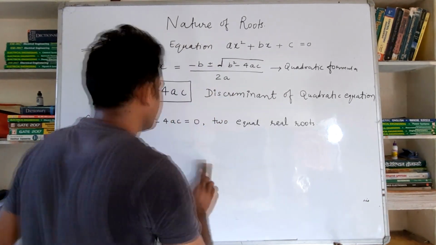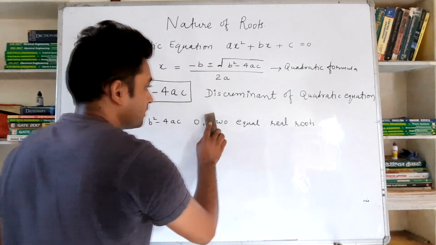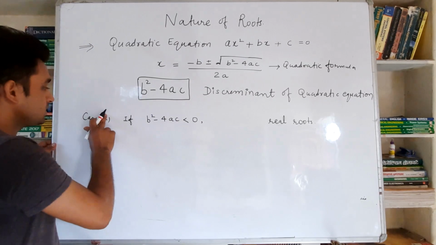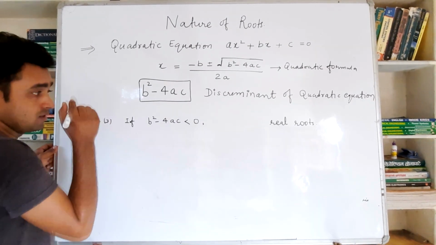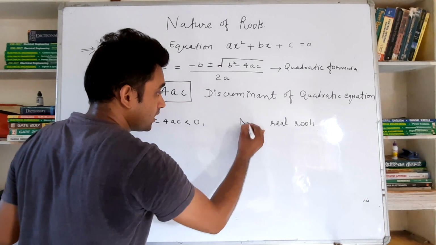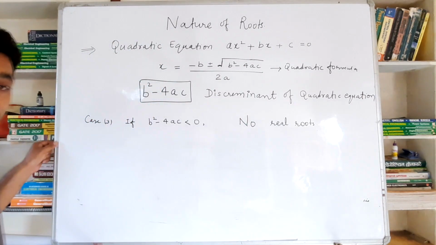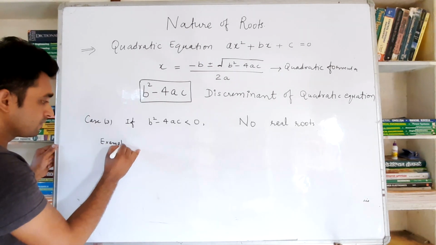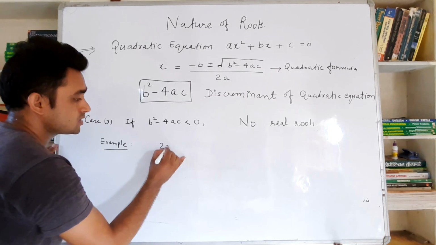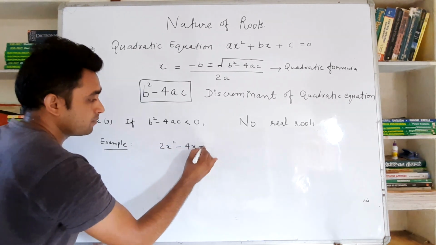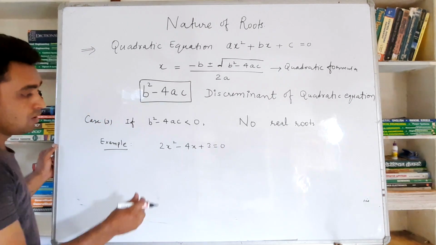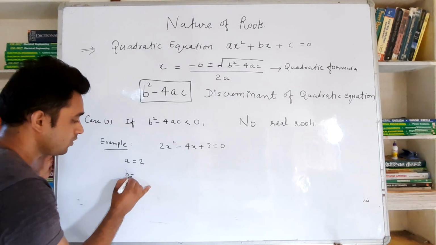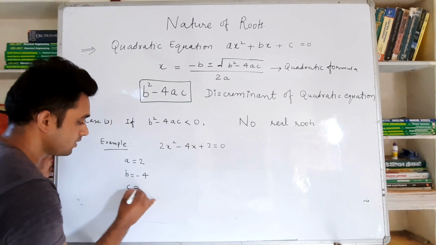Let us take one more example and understand the case in which b square minus 4ac is less than 0. That is our case 3. In that case, there is no real root. Okay. So let's take an example, 2x square minus 4x plus 3 equals 0. On comparing with the standard equation, we find that a equals 2, b equals minus 4, and c equals 3.